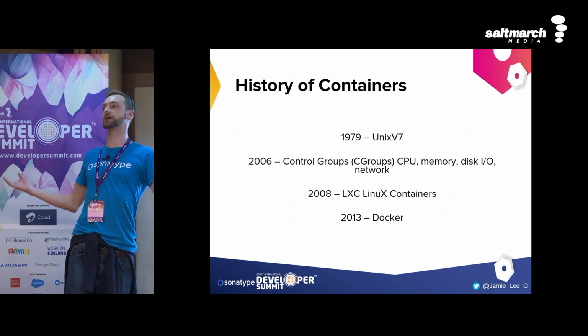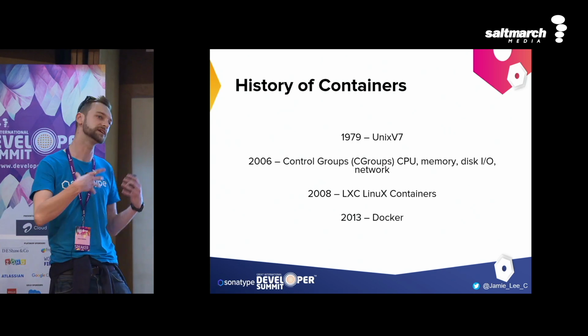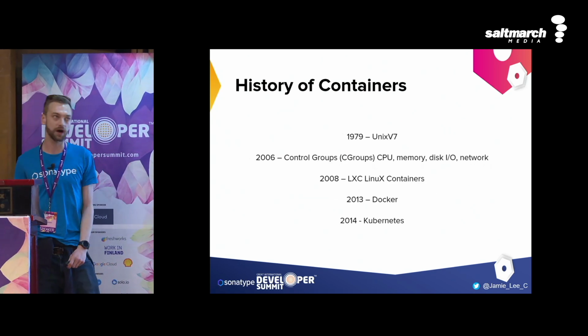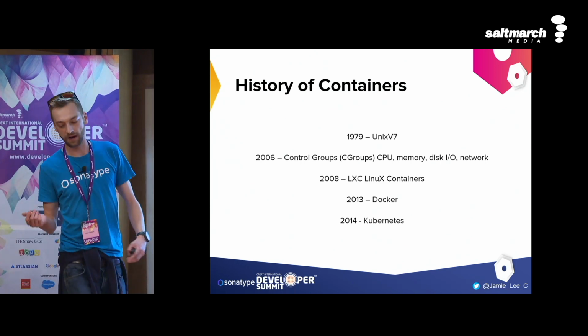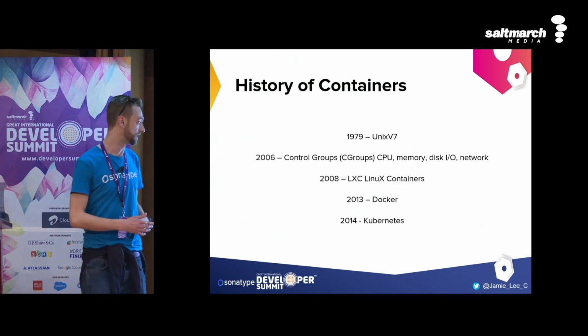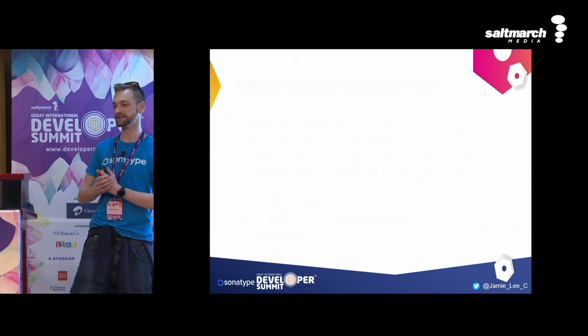But then, of course, Docker came along in 2013 and made our lives very easy. It made managing containers very easy. So that was great. And then later on, we realized that when we have lots of containers, they can start getting difficult to manage. So then Google created Kubernetes and gave it to the open source world, because open source is amazing.